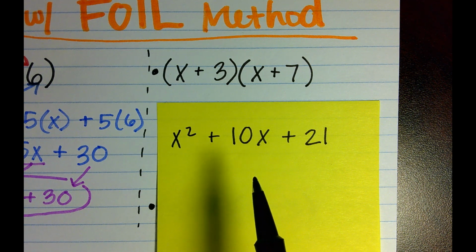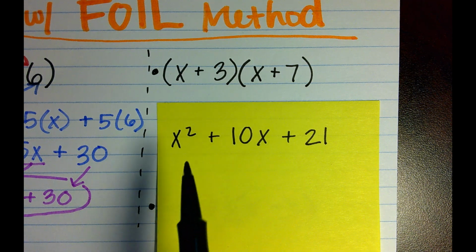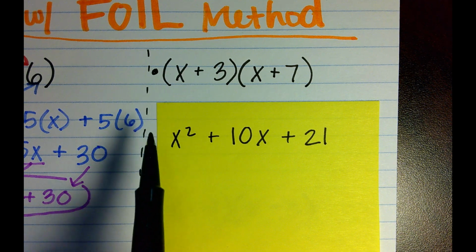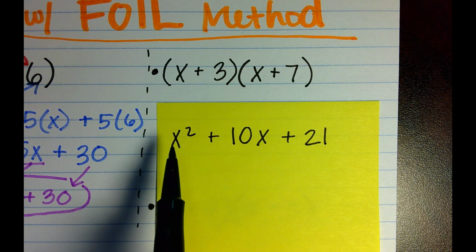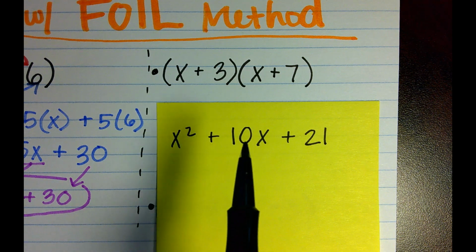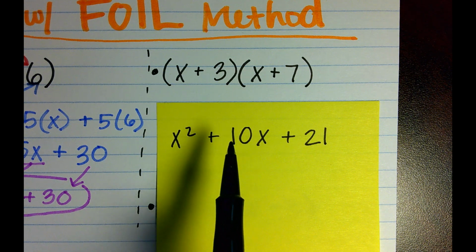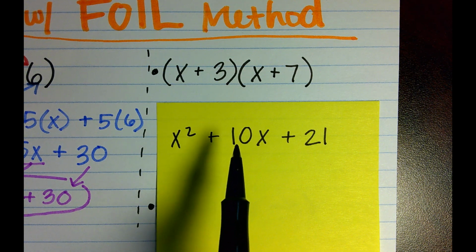Let me go back and look at it. Well, let's see. Did everybody get x squared as your first term? Yeah. Give me some numbers for the second term. 10x. Did anyone get something other than 10x?